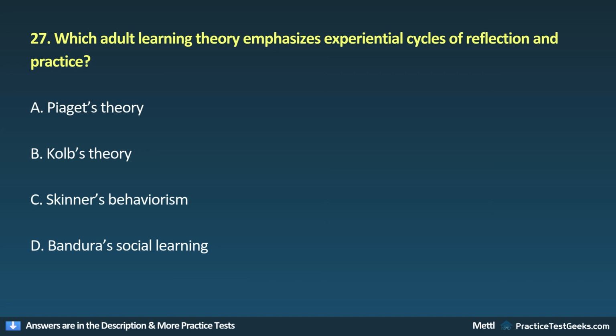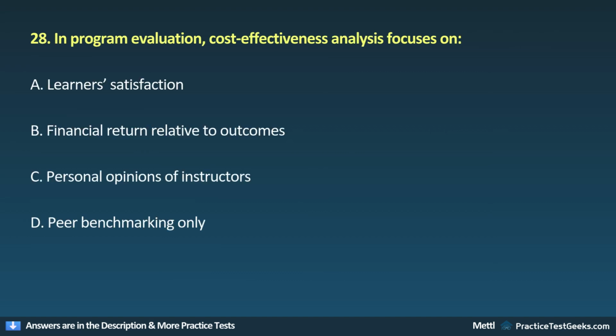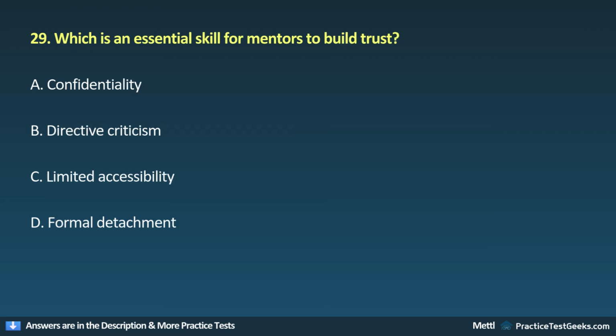D. Bandura's social learning. 28. In program evaluation, cost-effectiveness analysis focuses on A. Learner's satisfaction. B. Financial return relative to outcomes. C. Personal opinions of instructors. D. Peer benchmarking only.